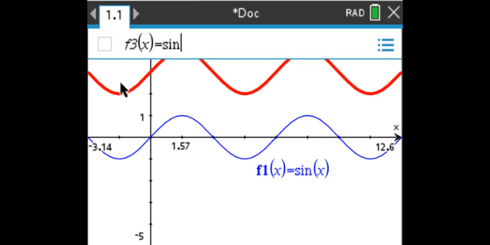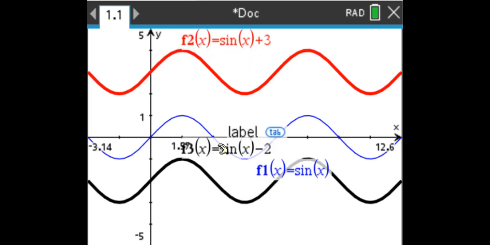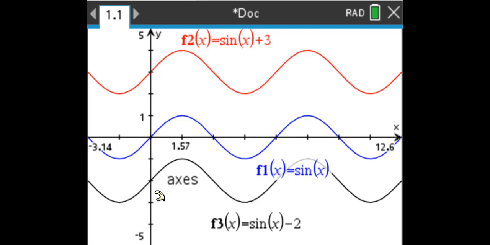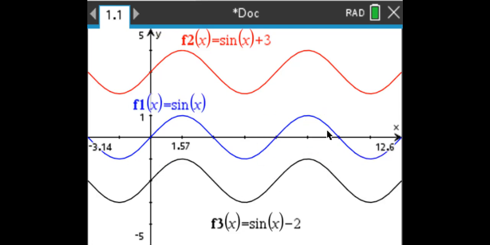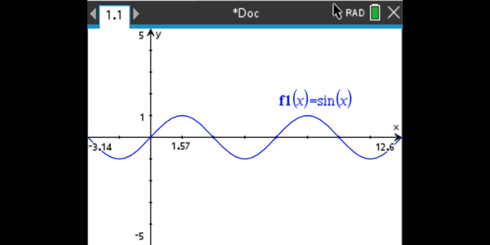So if I have sine of x and I take away 2, what's going to happen? Our curve has translated down 2 units. So looking at the 0, 0 point, it's gone down 1, 2. Our maximum's gone down 1, 2. Every point on the original curve has translated 2 units down. So minus 2 is translating it down 2 units. That's a vertical translation. So I've gone back to my basic curve.